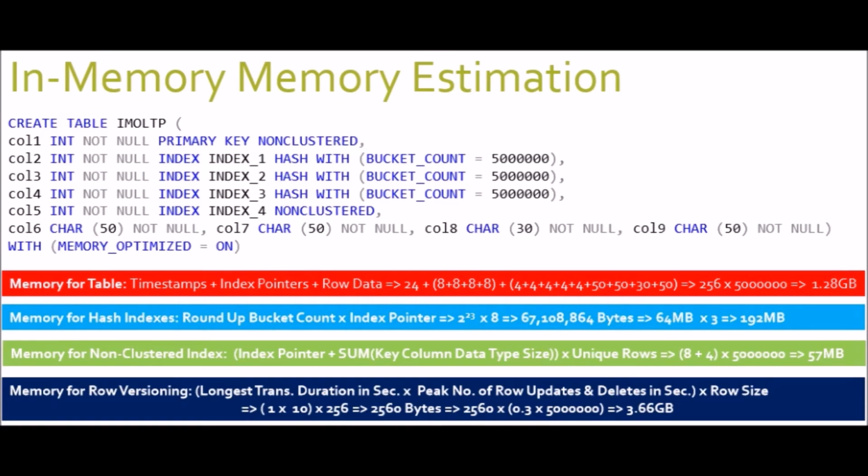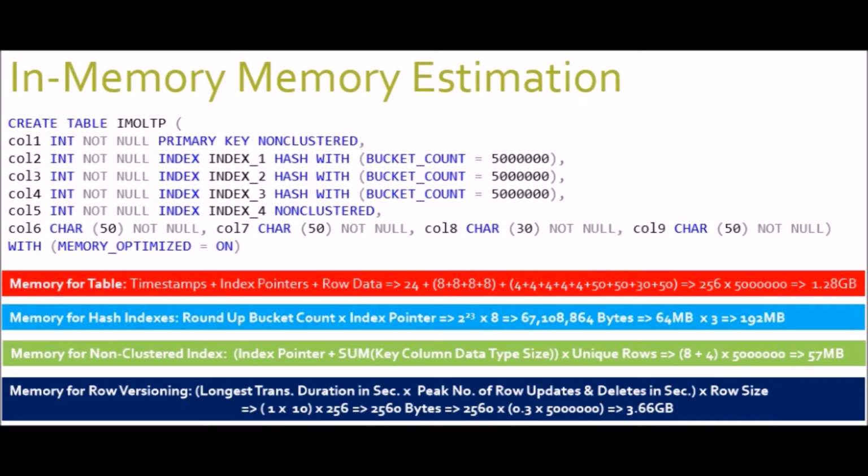The other one is for the non-clustered index, which is the index pointer plus the sum of the key columns, but currently we only have one key column, which is 4 bytes. So 8 plus 4 times 5 million, 57 megabytes for one non-clustered index. We don't consider the primary key because this is inside the table data. The most important part we need to calculate is the memory for row versioning.